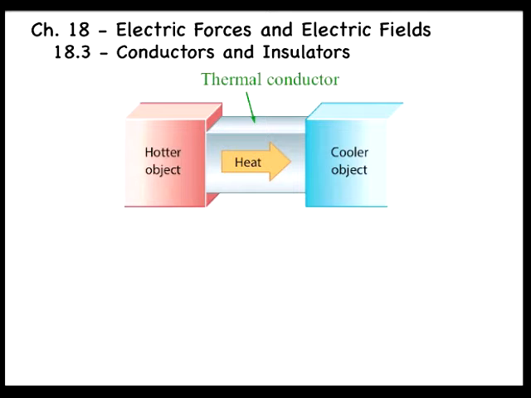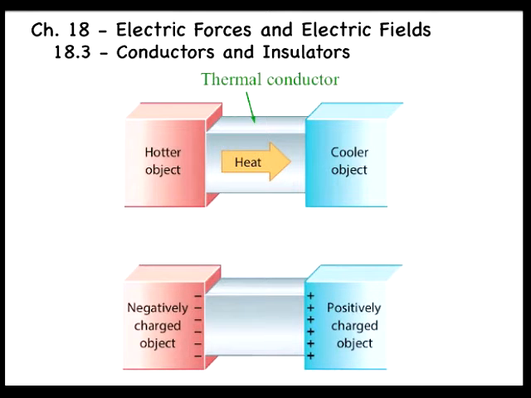A situation analogous to the conduction of heat arises when a metal bar is placed between two charged objects. Electrons are conducted through the bar from the negatively charged object toward the positively charged object. Substances that readily conduct electric charge are called electrical conductors. Although there are exceptions, good thermal conductors are generally good electrical conductors.